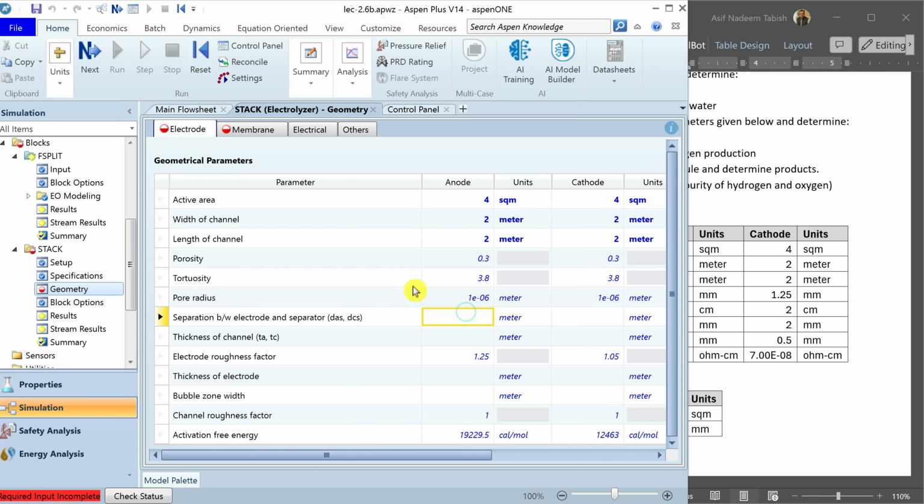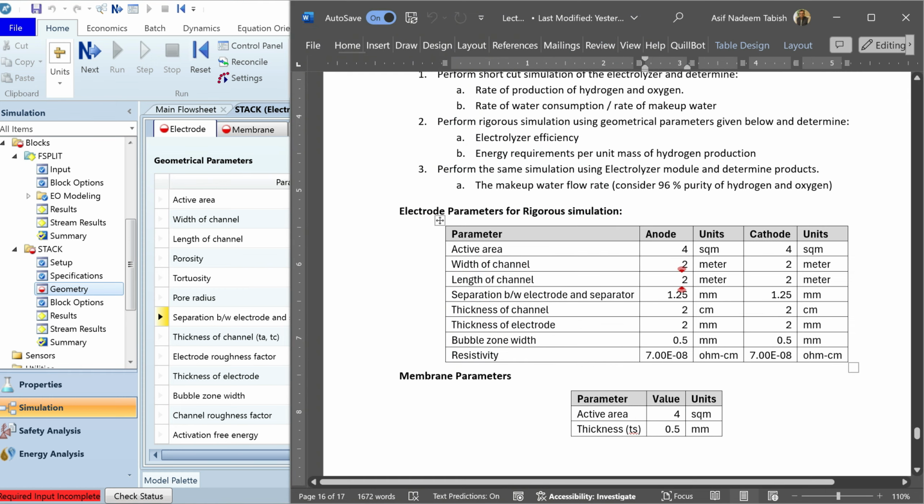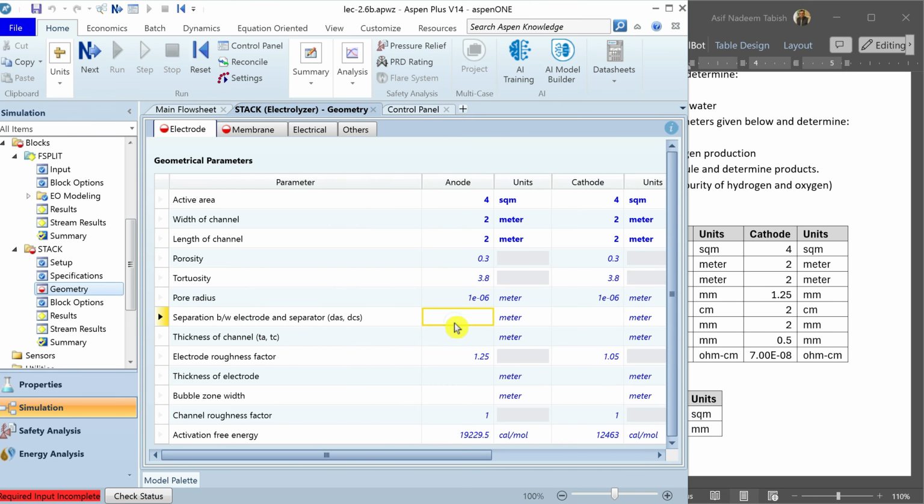These are the specifications of the electrode. In a separate tab, we will define the specifications of the membrane. So the separation between electrode and separator is 1.25 millimeter. So let's define 1.25 millimeter, 1.25 millimeter for the cathode side.